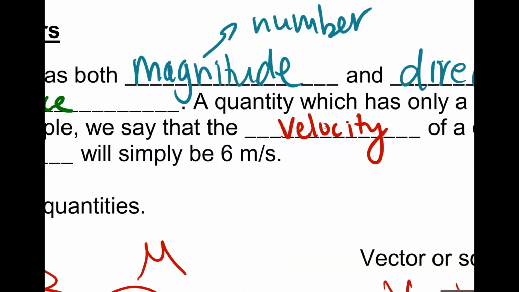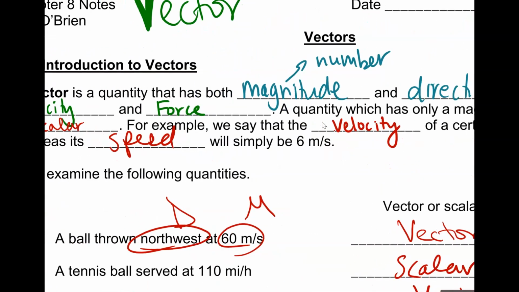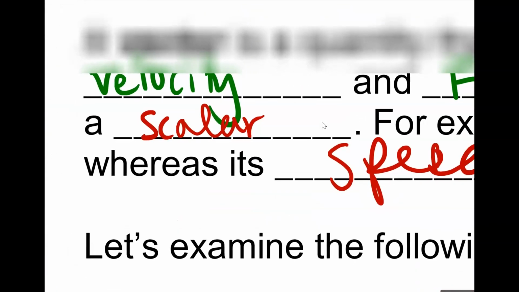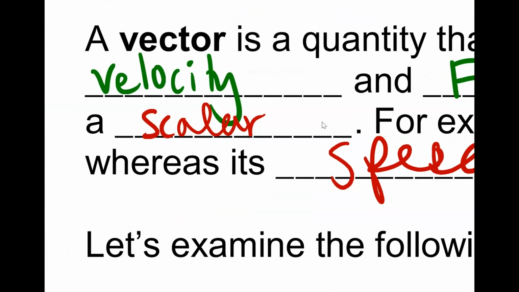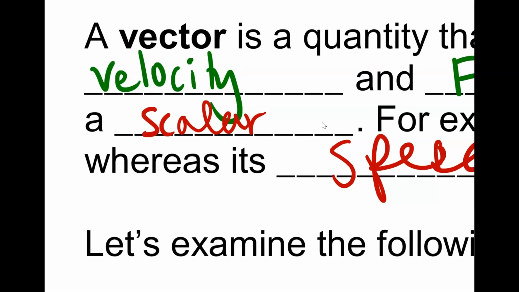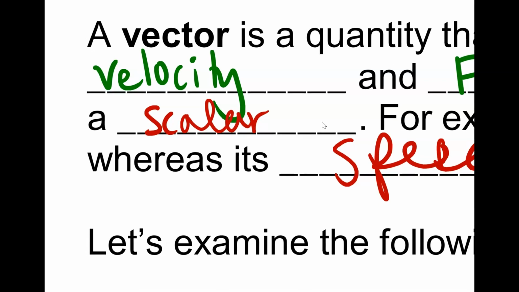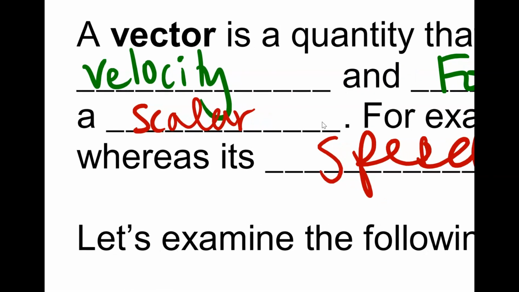Okay. So a quantity that only has magnitude and no direction is called a scalar. If you step on a scale, it tells you a number, right? A scale only tells you a number. It's not telling you which direction. How many pounds you are, how many kilograms. It's just a number. A scalar is literally like a scale. It only tells you a number.